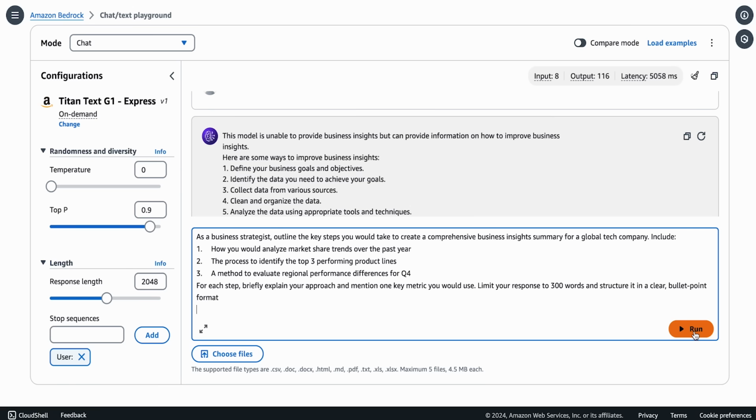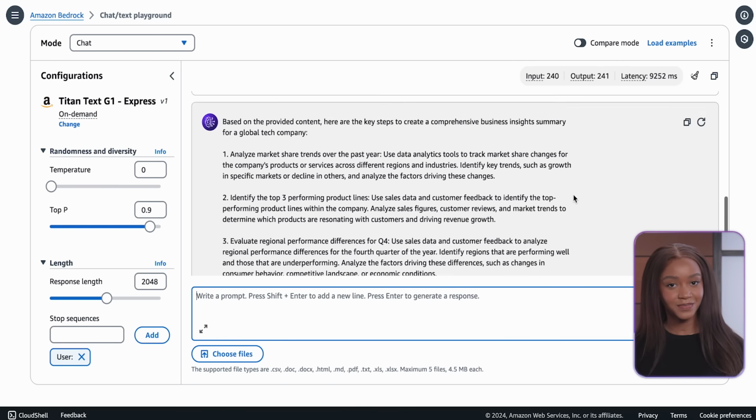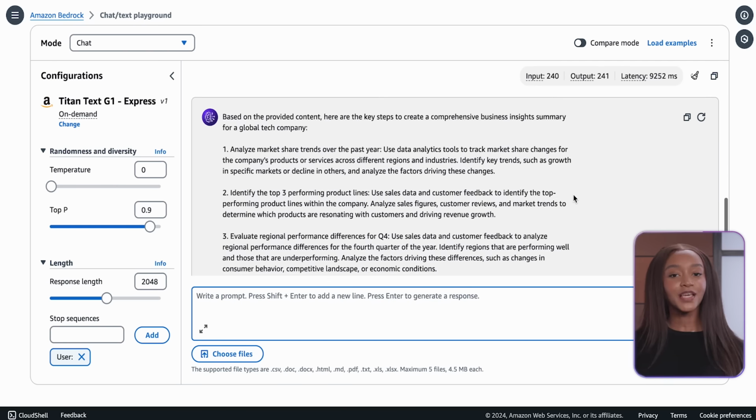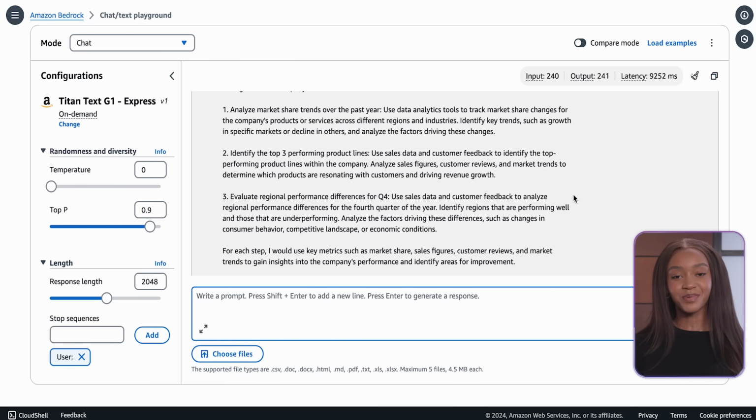This new prompt specifies the role, business strategist, provides a clear context, global tech company, outlines 3 specific areas to address, asks for explanations and key metrics, sets a word limit and suggests a format. This structure leads to a more focused and useful response from Titan. Now that we have a baseline of what prompt engineering can look like, let's walk through designing a prompt. How to design an effective prompt.